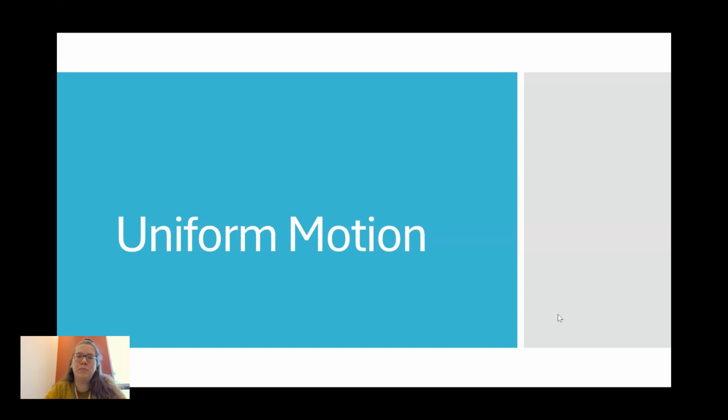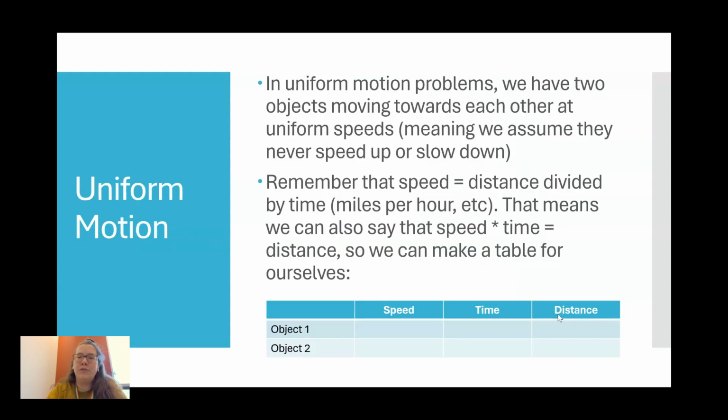In uniform motion problems, we're going to have two things moving, maybe the same direction, maybe different directions, maybe the same speed, maybe different speeds, maybe the same distance, maybe different distance, and we're going to need to solve. So the big thing in these is always the setup. So it's very helpful to make yourself a table.